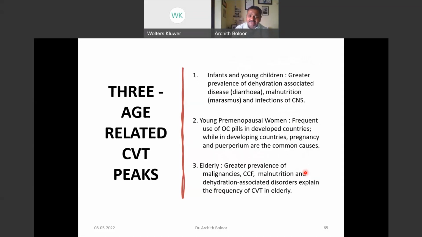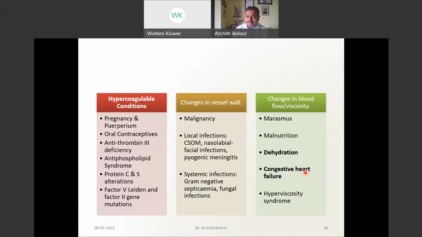They only come with headache. So the headache is the most common feature. So if you see, there are 3 age-related CVT peaks. In infants, it is seen usually due to diarrhea. In young females, it's secondary to the OCP and pregnancy. And in the elderly, it's secondary to a malignancy. So that's all you have to remember. It can be occurring at any age. So various hypercoagulable states which you have discussed, all of them predispose to that.